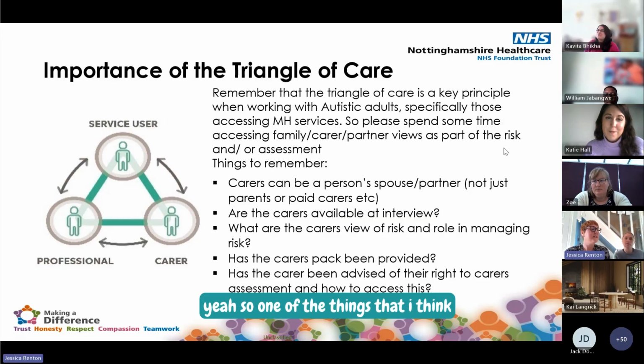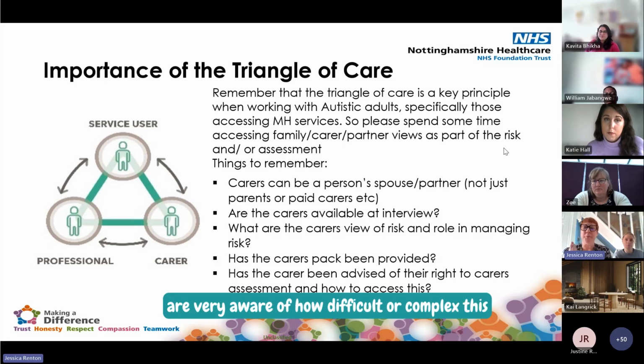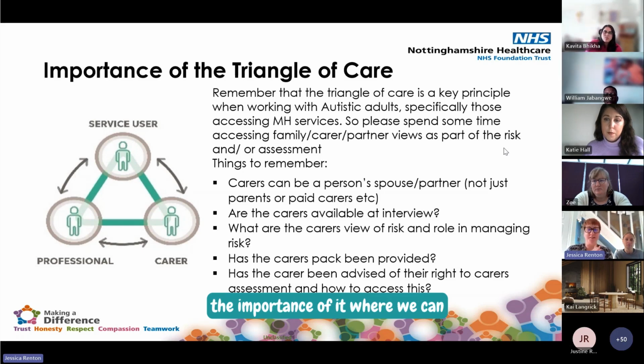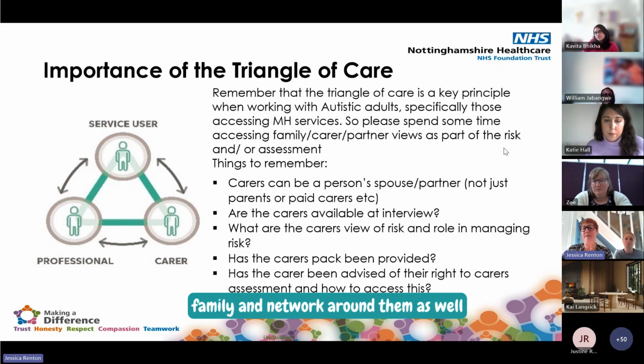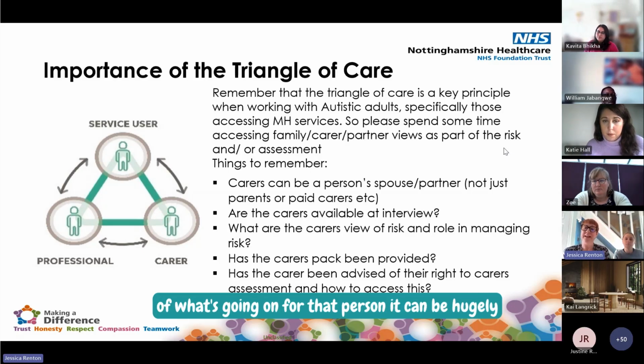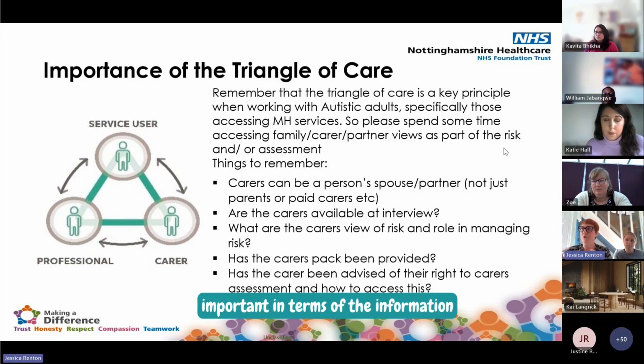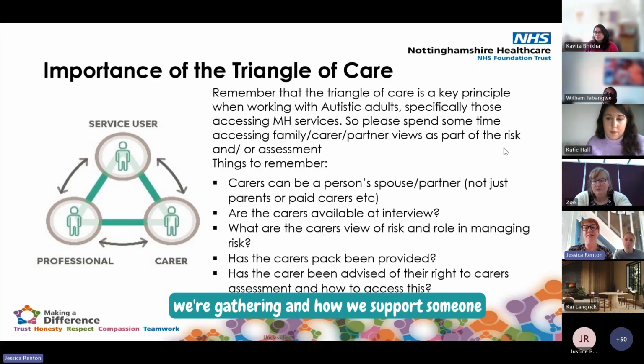You are, yeah. One of the things that is really important, and we are very aware of how difficult or complex this can be in real life, but it doesn't take away the importance of it where we can, is the triangle of care approach to working. This is where we are able to talk not just to the patient or the autistic person, but also their family and carer network around them, to create a more holistic picture and understanding of what's going on for that person. It can be hugely important in terms of the information we're gathering and how we support someone.